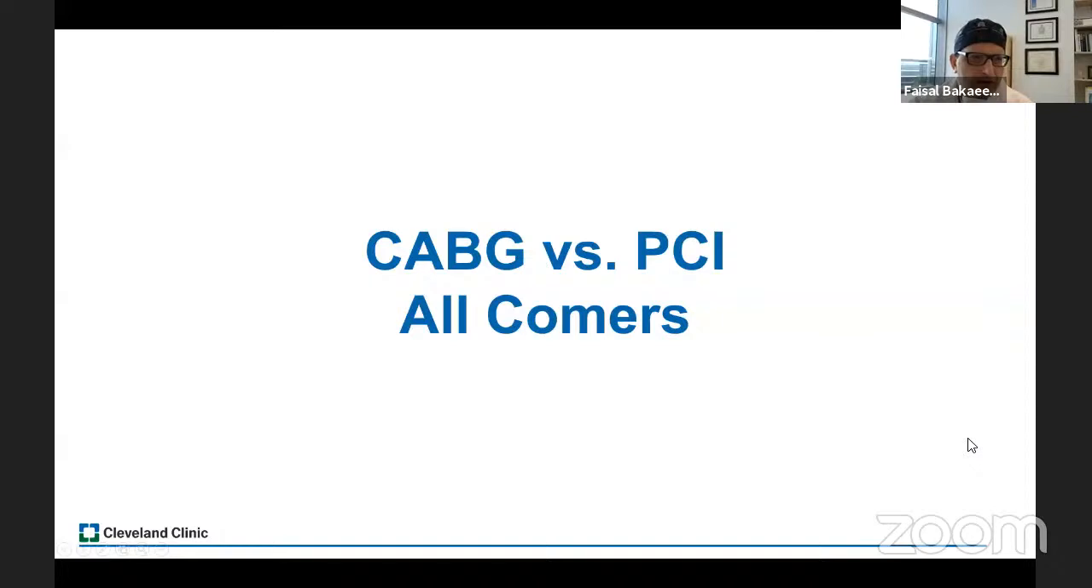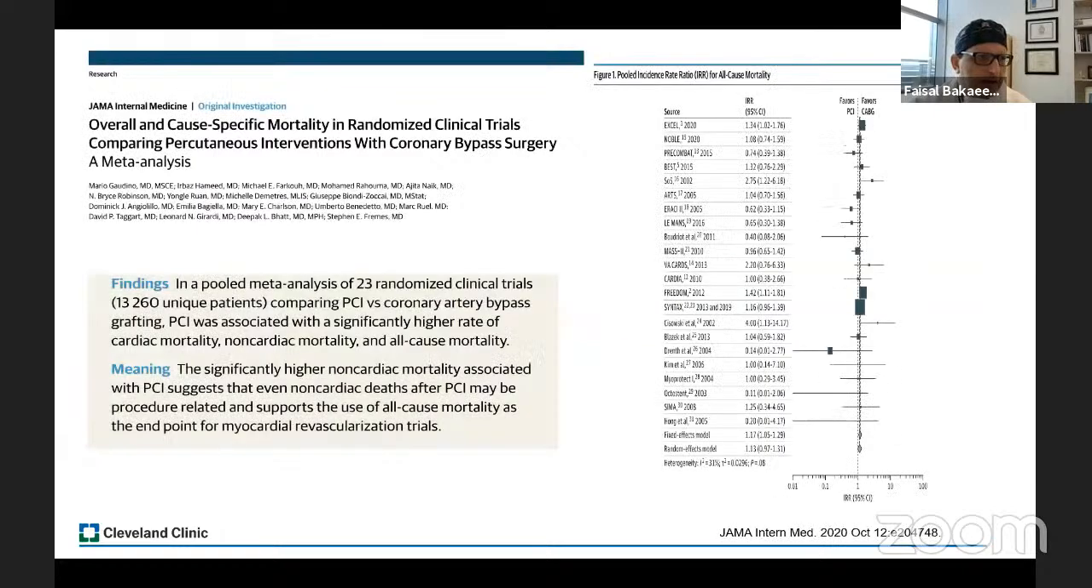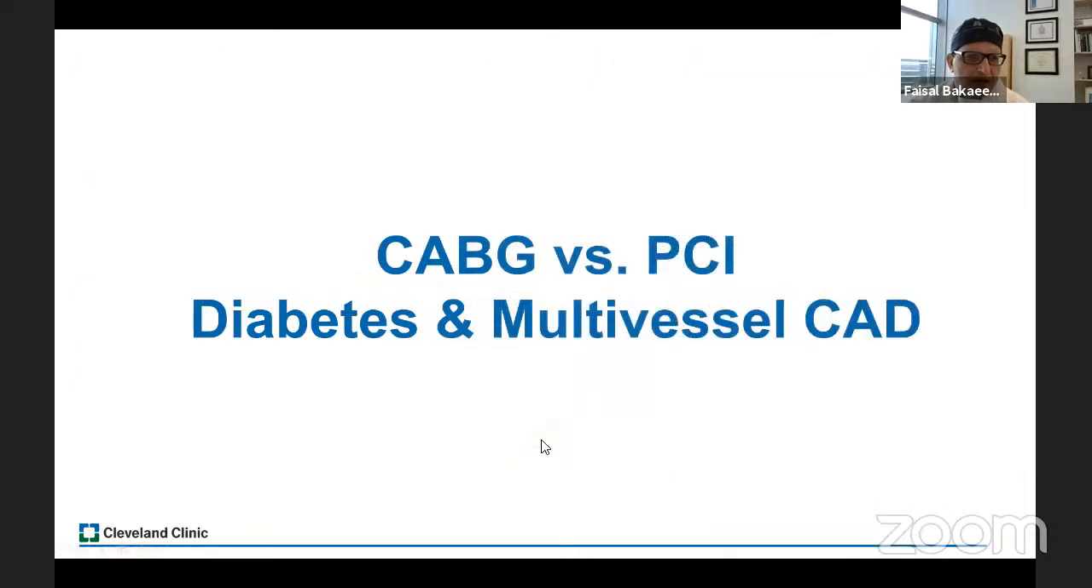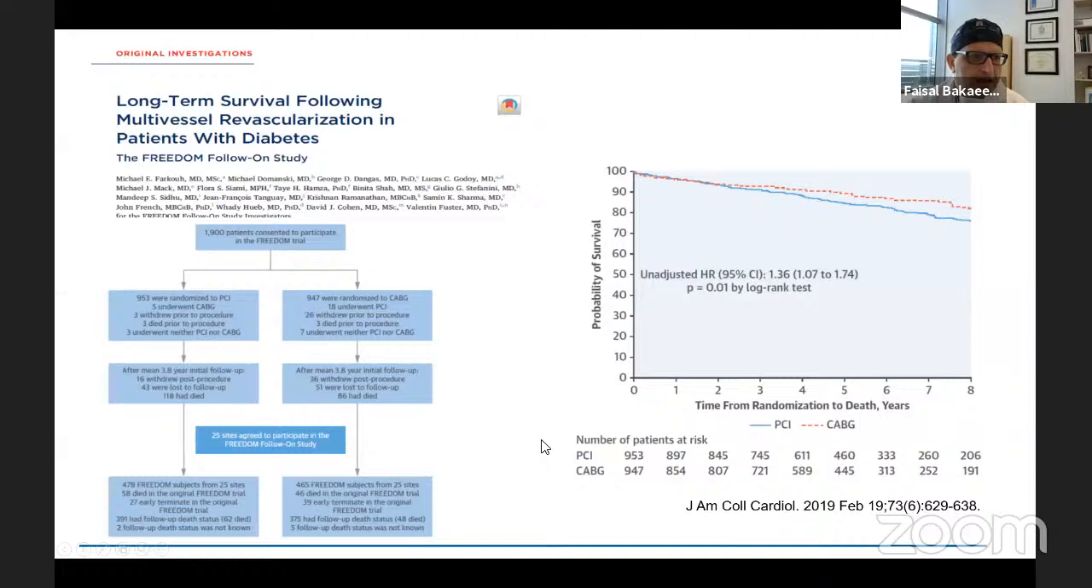So let's look at CABG versus PCI now for all types of patients. And when you do that, usually look at meta-analysis, and this one pooled 23 randomized trials, and it is no surprise that PCI was associated with a significantly higher rate of cardiac and non-cardiac mortality. In other words, CABG improved survival. What about in diabetics? This study is the long-term follow-up of the FREEDOM trial, which clearly shows the superiority of CABG over PCI in terms of survival.